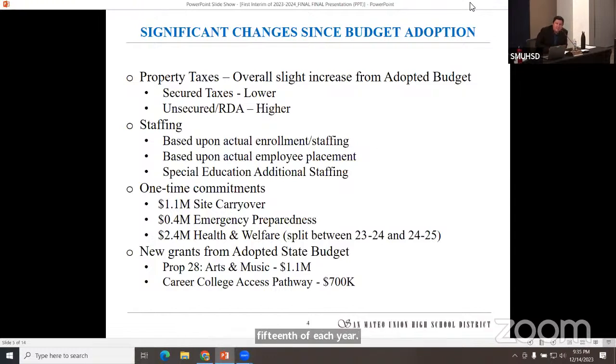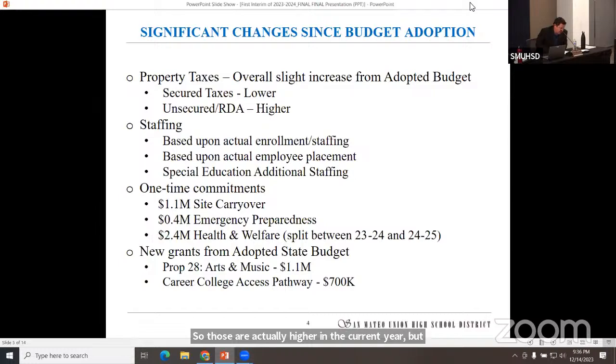In terms of significant changes since budget adoption, our secured taxes are a little bit lower than our projection, but those have been offset by higher unsecured and RDA taxes. Usually the RDA and secured taxes kind of even each other out, just based on their nature. And then unsecured taxes, which are property that is not really nailed down. So the best example of this is the airplanes at SFO that the different airlines own. So those are actually higher in the current year, but they're much more volatile than our secured taxes or RDA revenues.